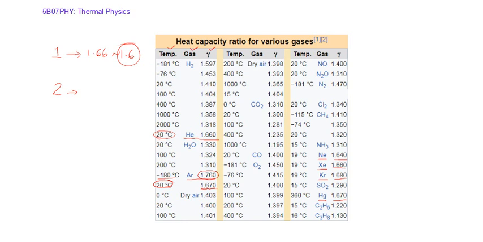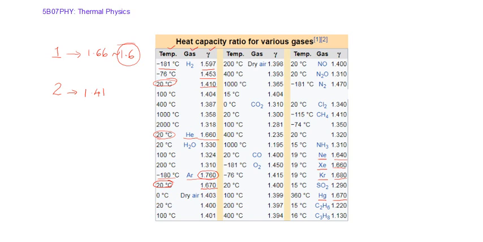For hydrogen, you can see the value of gamma at minus 181 degrees Celsius is 1.59. But see, when the temperature increases, at minus 76 it is 1.45. I'm trying to compare the data available at 20 degrees Celsius. It is 1.41 for hydrogen.